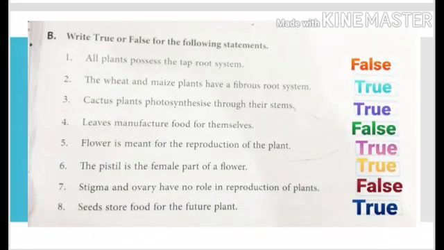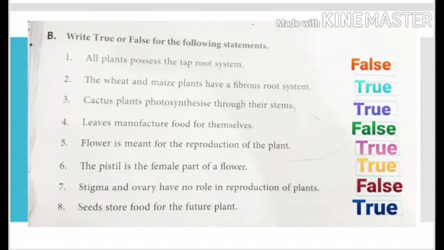Last true false, seeds store food for the future plant. Statement is very correct because the seeds have the cotyledons in them which are full of food until the seedlings start performing photosynthesis. These cotyledons are used as food by this seedling.